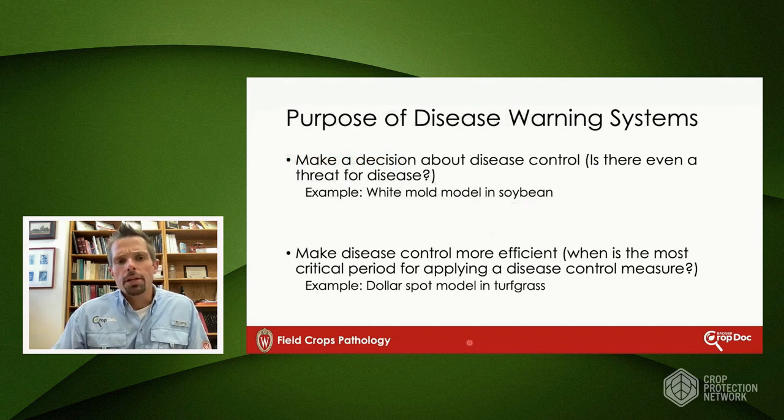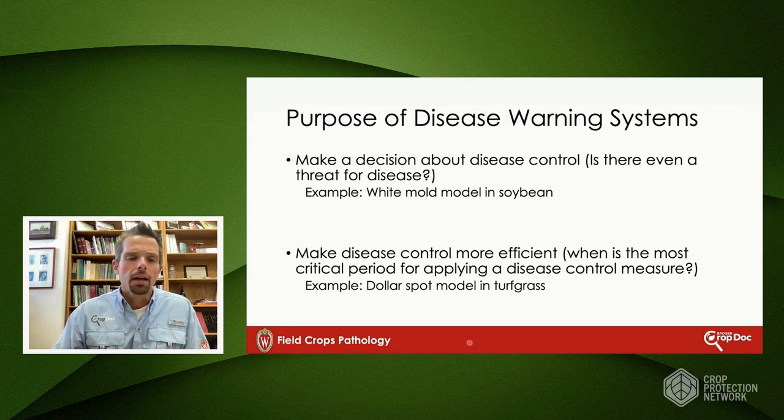The purpose of these different types of warnings and advisories is really twofold. We probably want to make a decision about disease control. Is there even a threat? Should we even be thinking about putting a fungicide on? Has the risk been there from a weather standpoint to actually have a disease? An example here would be the white mold model in soybean, which I'll talk about a little bit later on, where we're using that tool to make a decision, should we spray or not spray?